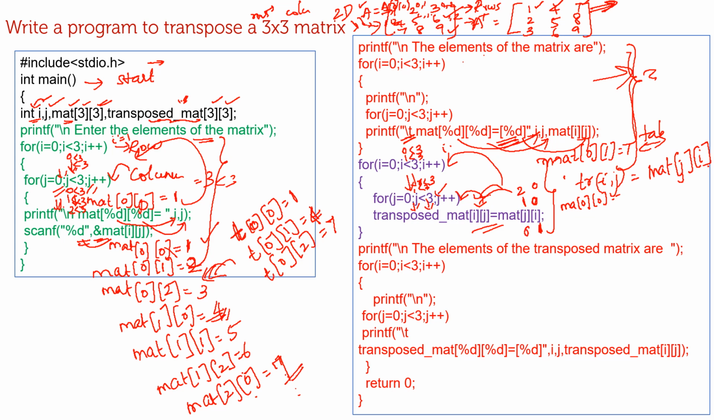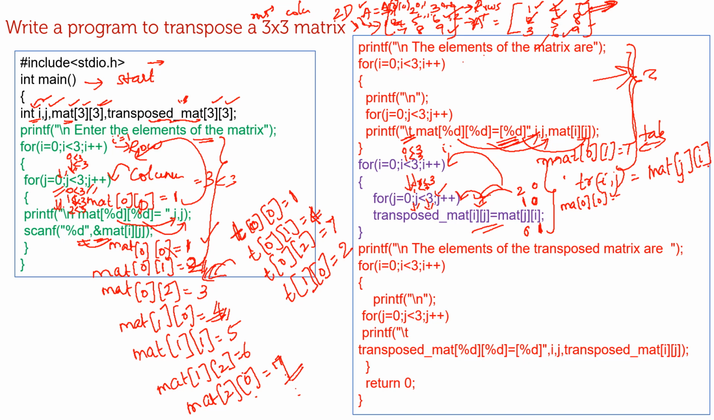So mat of 0 comma 1. What is your mat of 0 comma 1? 2. 2 will be assigned to transpose matrix of 1 comma 0 will be equal to 2. Are you getting? So 2 5 8. Similarly, I think you can do it by yourself. So now mat of j comma i will be assigned to transpose matrix of i comma j. Now this is how your algorithm works, and now you have to display both the elements, right?